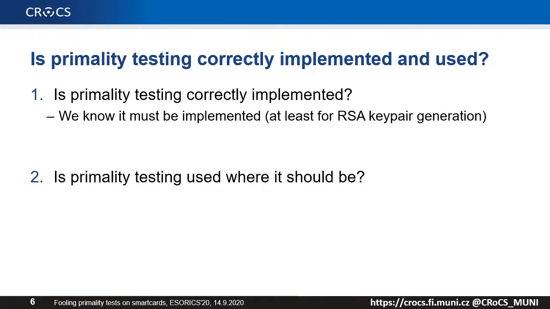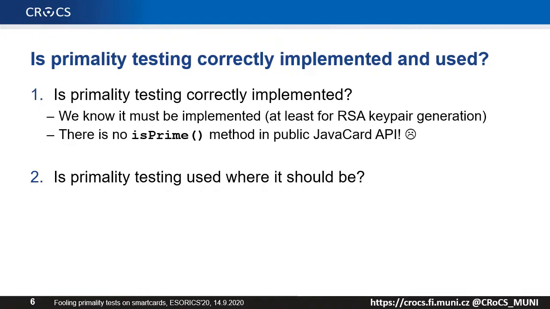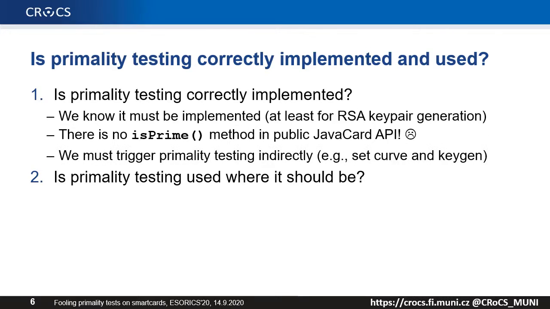Smart cards do support RSA key pair generation, and they definitely need to be able to generate primes, so we know it's there. Second, in the public API there is no method like is prime, so we can't just directly call some parameter and check whether it's prime or not. So we somehow need to trigger the primality testing indirectly, maybe by setting the curve and the subsequent key generation.